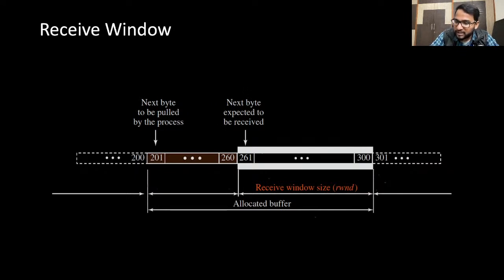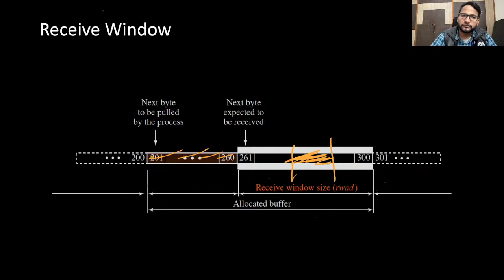Now in between, you might have received something else also, but that will not matter to you, because the sender will anyway send all of the bytes again, since you will just tell the start byte that is expected to be received. So let's suppose you have received all of this, and you have received this also, but that is okay, because the sender is again going to send. So yes, there is a repetition, but that's how TCP works.